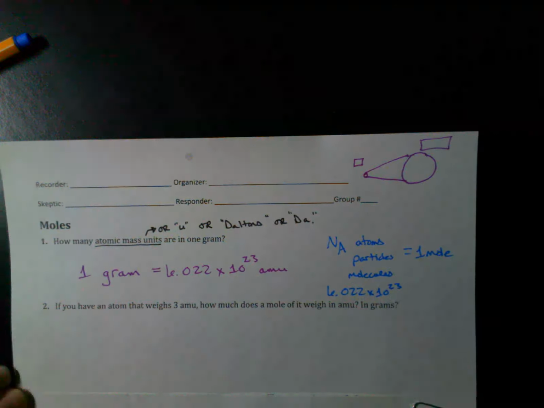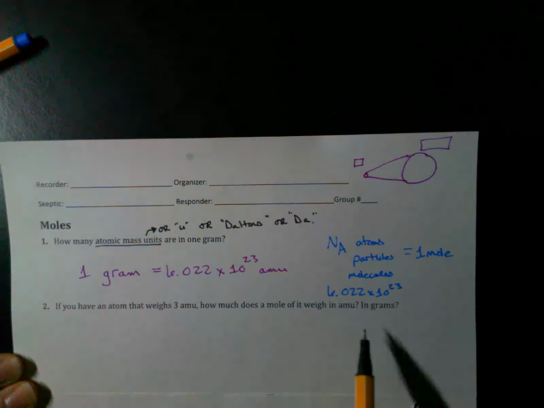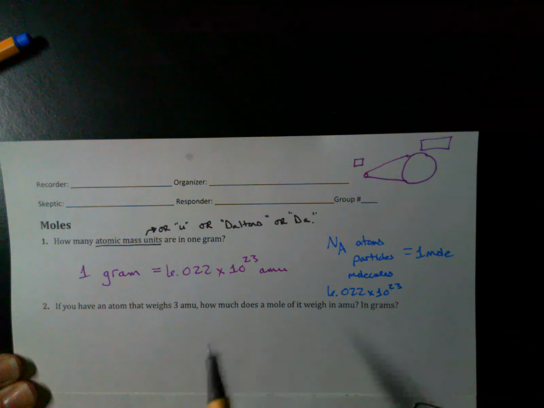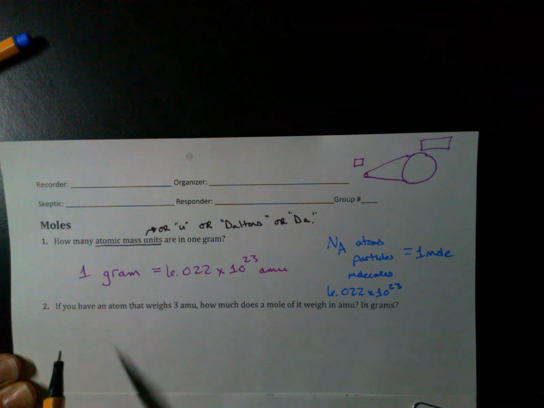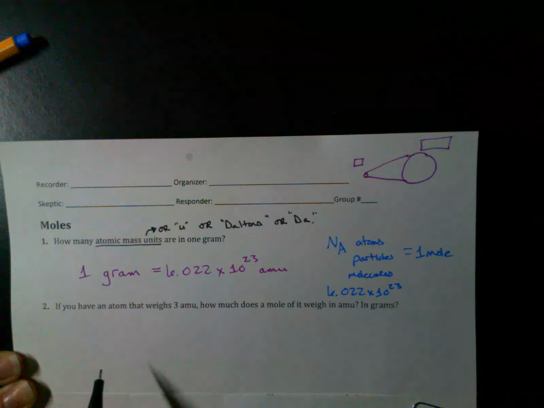Usually small stuff. So when I read this out, this is how I'm going to prove that the atomic mass, well, the average atomic mass, and the molar mass, the number that's on the periodic table, are the same number, right? It just depends on the unit. So if I have an atom that weighs 3 AMU, I want to know how much of a mole is it in AMU and then in grams.